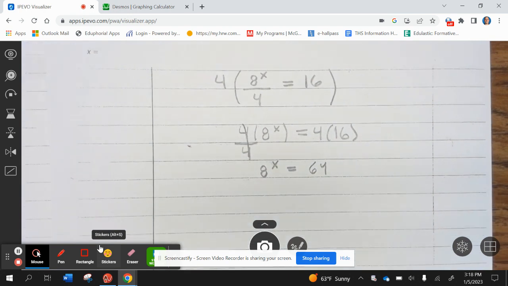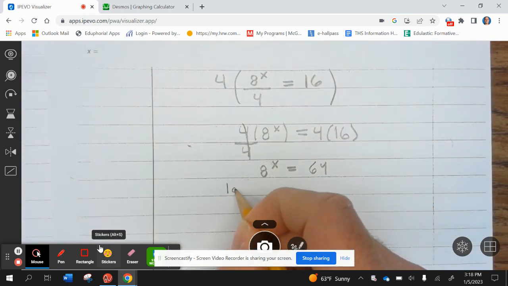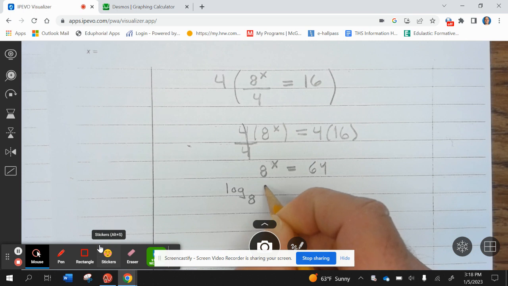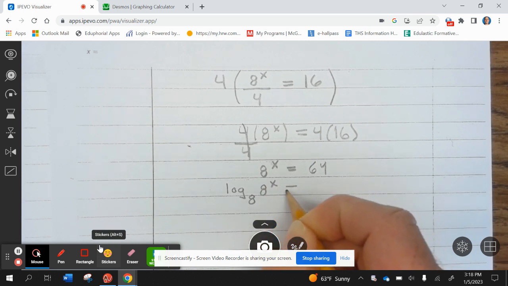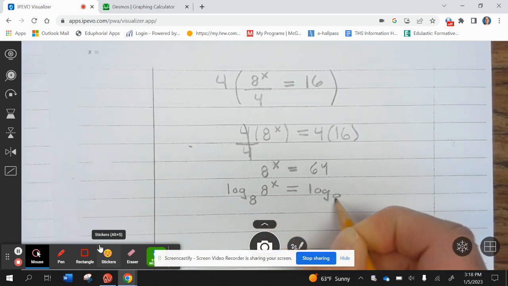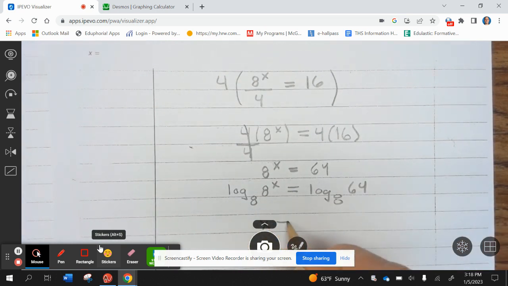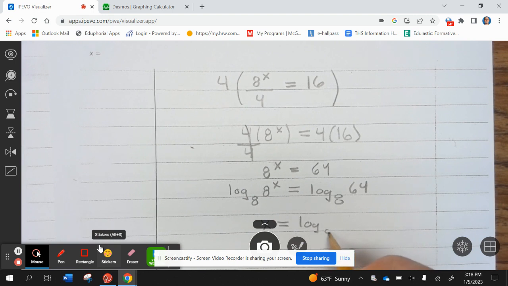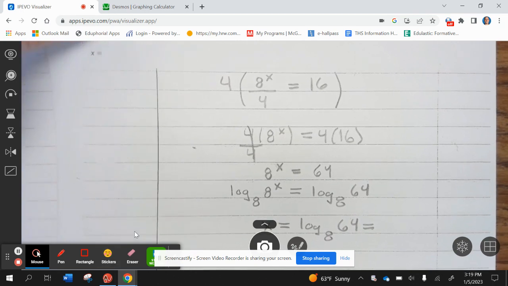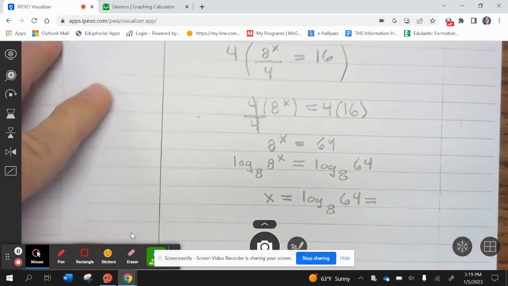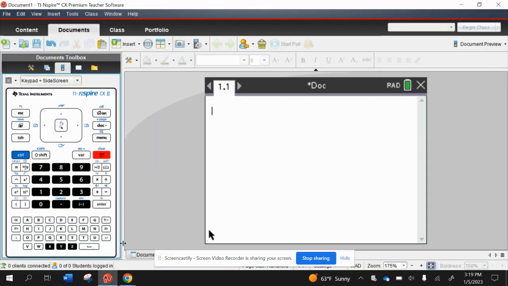Now we're going to take log base 8 of both sides. That cancels. You're left with x equals log base 8 of 64, which we'll put in the calculator to get our value. So we're going to do log base 8 of 64, and you can see x equals 2.